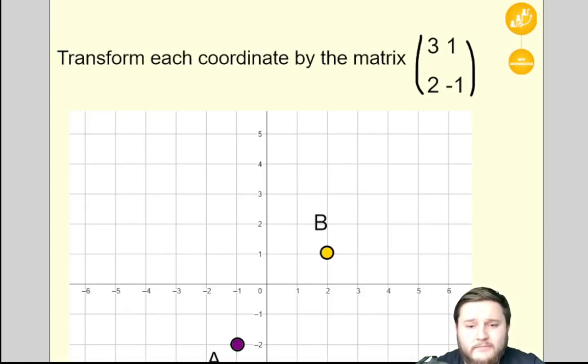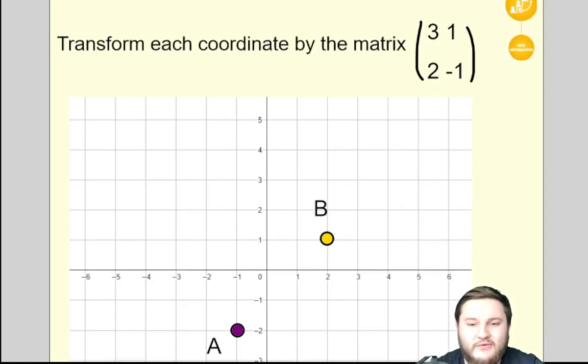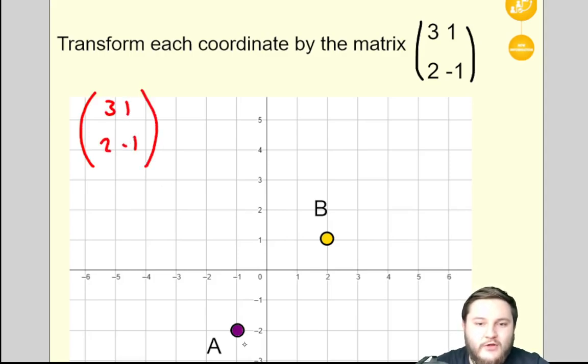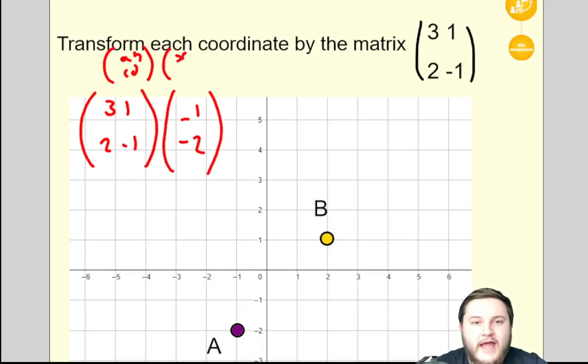Transform each coordinate by the matrix 3, 1, 2, negative 1. So let me just scroll down a little bit so we can fit that in. So we've got the coordinate 2, 1 for B, and we've got negative 1, negative 2 for A. If we want to transform a coordinate by a matrix, then you write the matrix first, so 3, 1, 2, negative 1. And let's go with coordinate A first, which is negative 1, negative 2. So you always write it x, y. So you write the matrix A, B, C, D, whatever that is, and then you write x, y, the coordinate, with the numbers on top of each other like that.